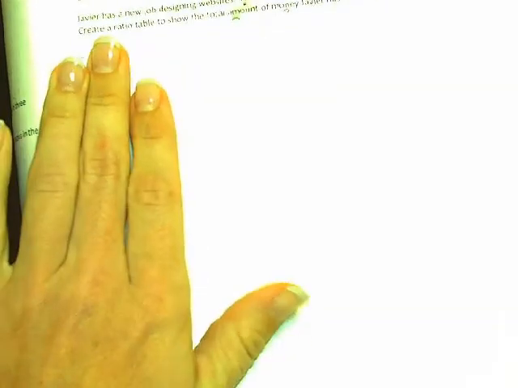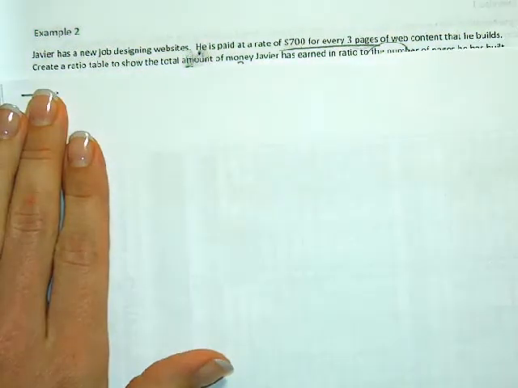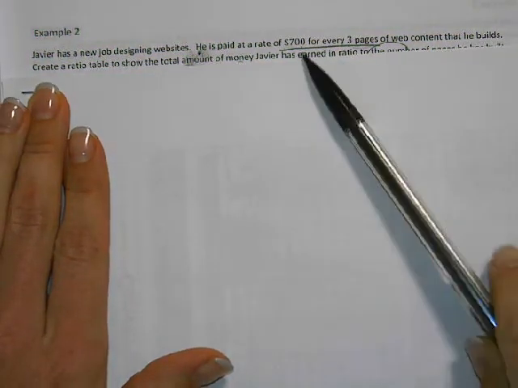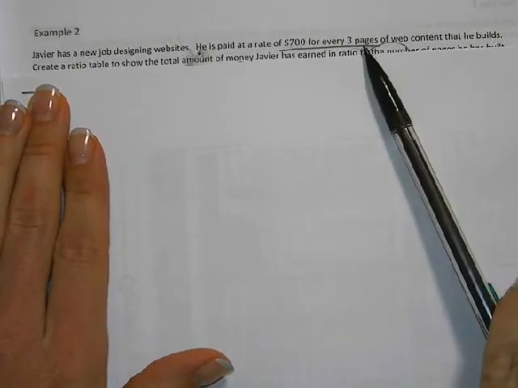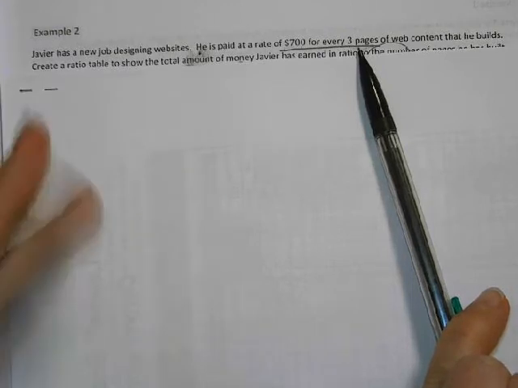On the second example, you're being asked to fill in this ratio table. First, let's read the problem. The problem says that Javier has a new job designing websites. He is paid at a rate of $700 for every 3 pages. So this is my ratio, $700 to 3 pages, or 700 to 3.